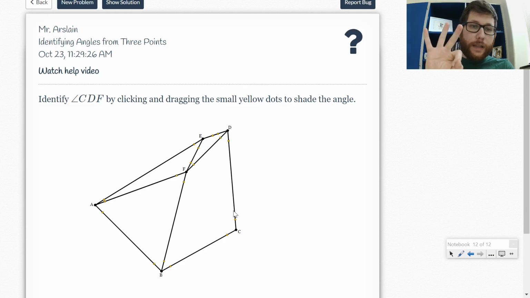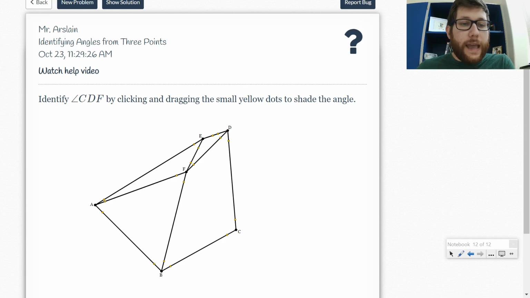Or with 3 letters, such as here, angle CDF. Notice they're giving us 3 letters. But that leads us to the question, is it angle C? Is it angle D? Is it angle F? What angle are they talking about? So we're going to take a look at how to identify these different angles with 3 letters. So let's take a look.